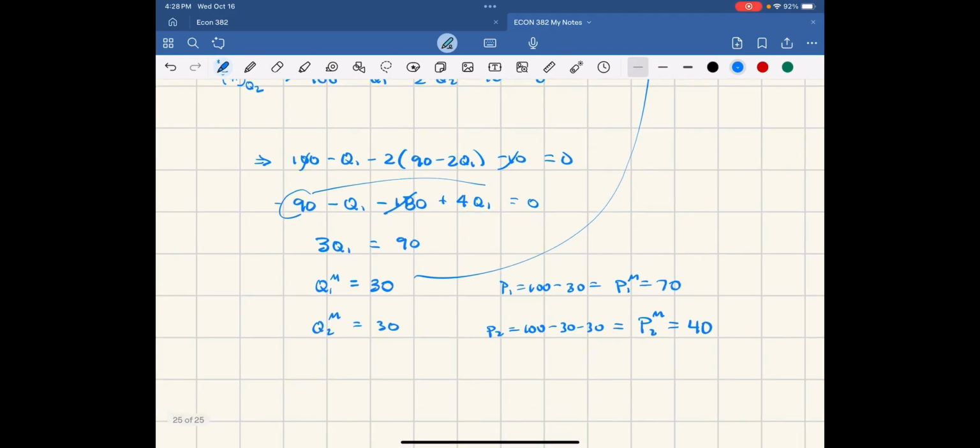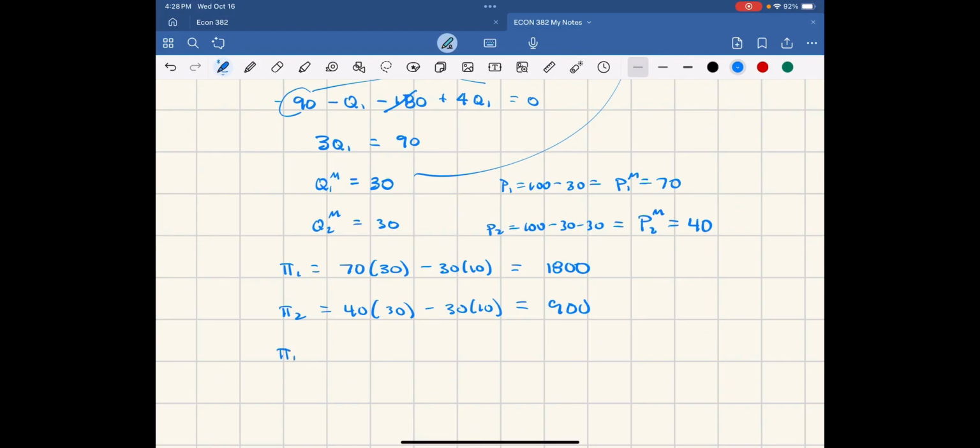And so now that we have those, we can set the profit for time period 1 as P1 times Q1, 70 times 30, minus 30 times 10, which is our cost. And so profit in that first period will be 1,800. Now profit in the second period is P2 times Q2 minus Q2 times 10. And so this will equal 900, which tells us that the total profits are 2,700.